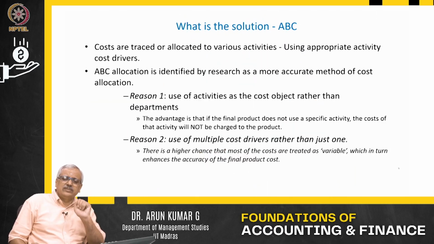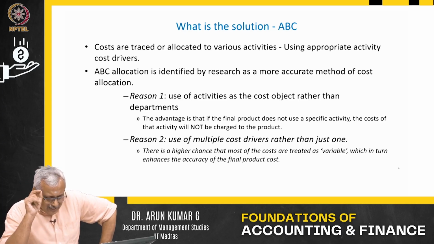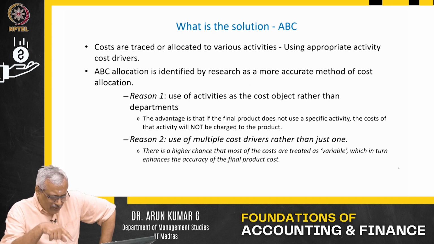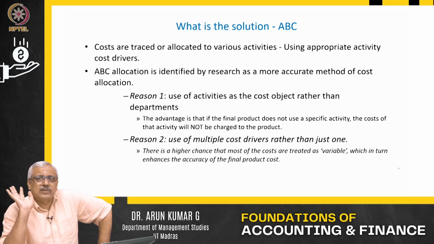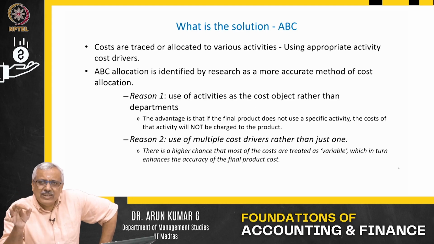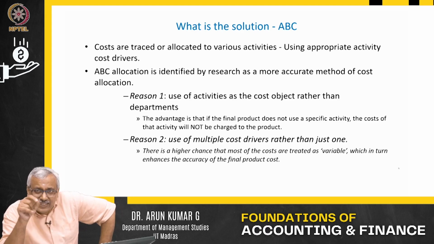So, now what is the solution? The solution is to move to activity based costing, ABC. What is ABC? Here costs are traced and allocated based on the various activities. We are looking at a relatively much more accurate method of allocation. As I said, we use the activities done as the cost object rather than the departments. We identify the activity; we do not say stores department. The activity, the number of requisitions, is what I will take. I will not take the stores department as the cost object. I am looking at the activity.